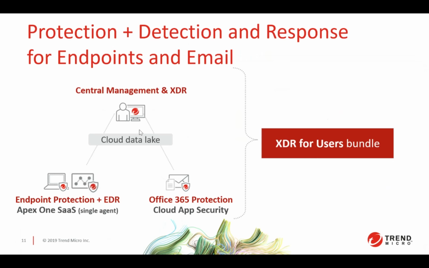So in this way, using these XDRs for user bundles, we are providing protection plus detection and response for endpoints and email. It's not only detection and response, we are protecting as well. As I said earlier, there will be central management, Apex Central management, where XDR also is there, and the cloud data lake, everything will be present there. Whatever telemetry and process details are collected by the endpoint and the Office 365 Cloud App Security, it will forward the telemetry data, the metadata, to the centralized management console, as it is showing here.